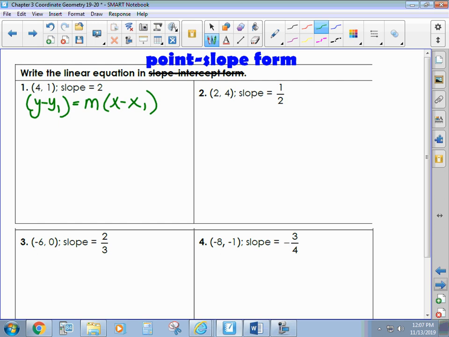Did they tell you what the slope is? 2. So m becomes 2. Perfect. Now, I also said to you, y1 and x1. What do these become? That given coordinate. So what's your y value? 1. So this literally becomes y minus 1 equals, what do you think this is going to become? 2 times x minus 4. Done.